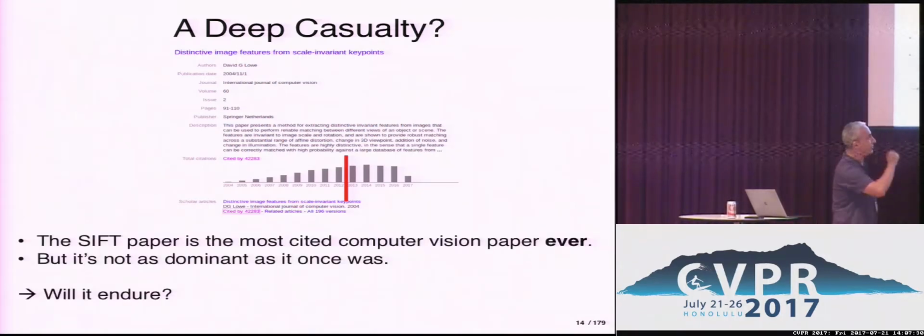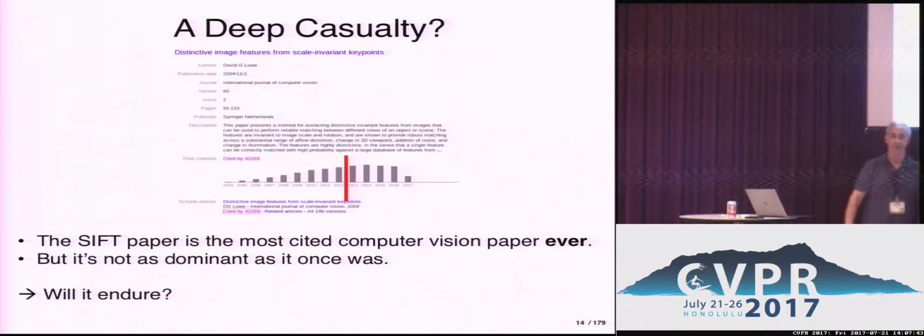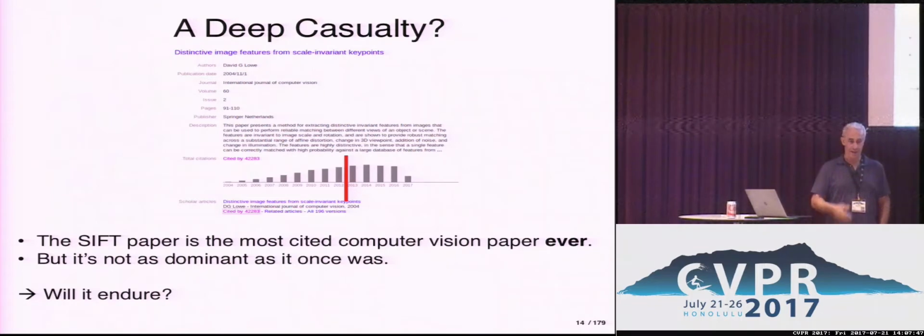But it's interesting, so the vertical red bar is 2012, when the revolution started. And you can see that the curve looks like it's not growing anymore, it's plateauing. Which makes sense, because people got interested in other things. And there's a number of things that you could only do with SIFT that you can now do with deep networks. So of course, it begs the question, is SIFT dead?